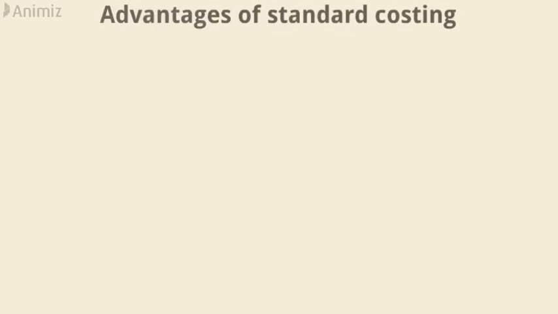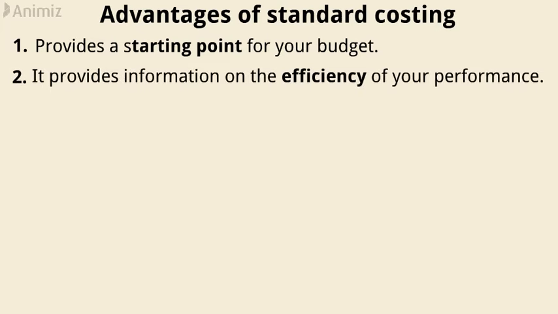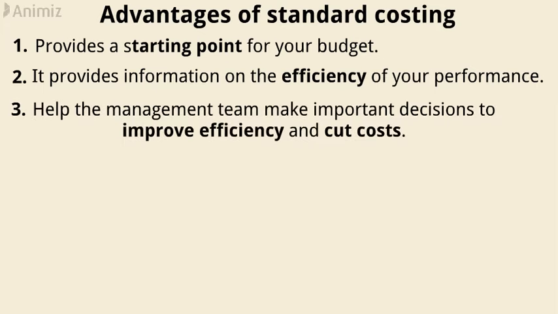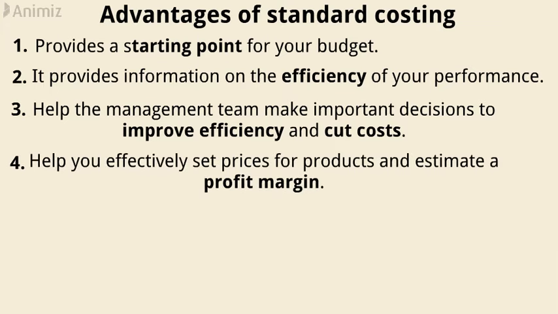Now move on to the advantages of standard costing. 1. Standard costing provides a starting point for your budget. You can start creating your budget with the overall estimated cost rather than the actual cost. 2. It provides information on the efficiency of your performance. 3. This method will help the management team make important decisions to improve efficiency and cut costs. 4. This method can help you effectively set prices for products and estimate a profit margin.